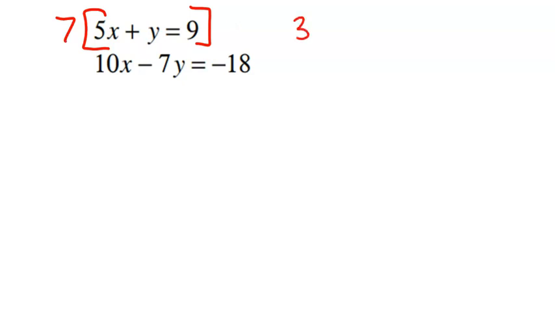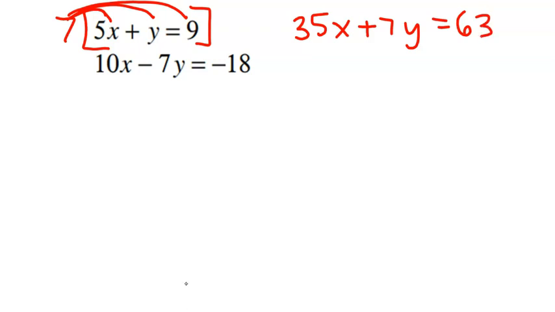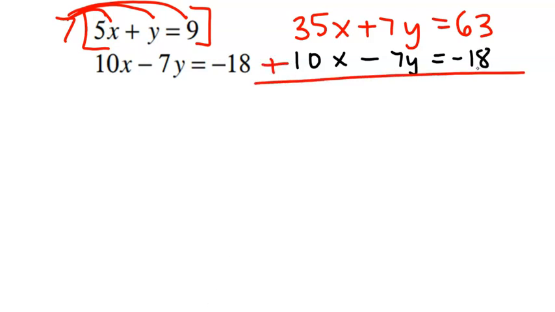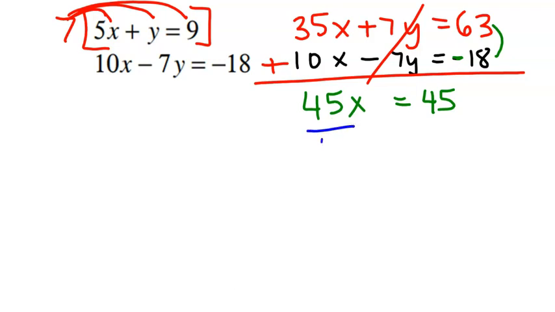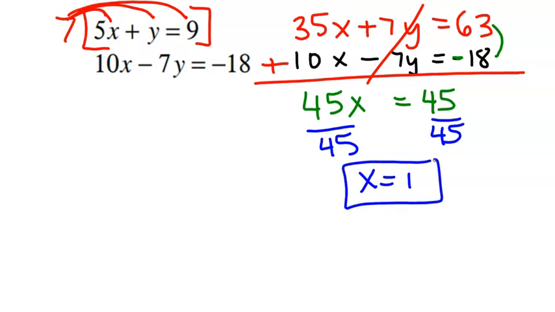When I rename it, I'm going to get 35x plus 7y, and don't forget this part here. You also have to multiply the answer on the right. The second sentence will not have any alterations to it. So now I can combine my system together because I have an elimination. When I add this together, I'm going to get 45x, and when I add these together, which is really a subtraction problem, I'm going to get 45. Now I'm going to divide by my coefficient and get my value for x, which is positive 1.